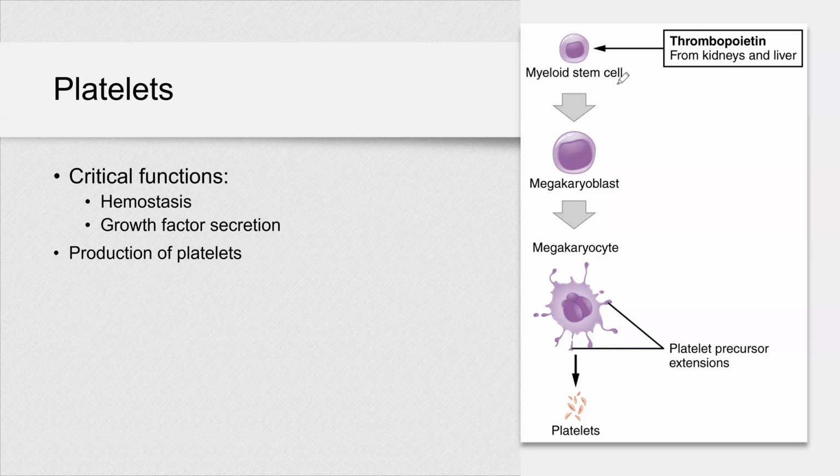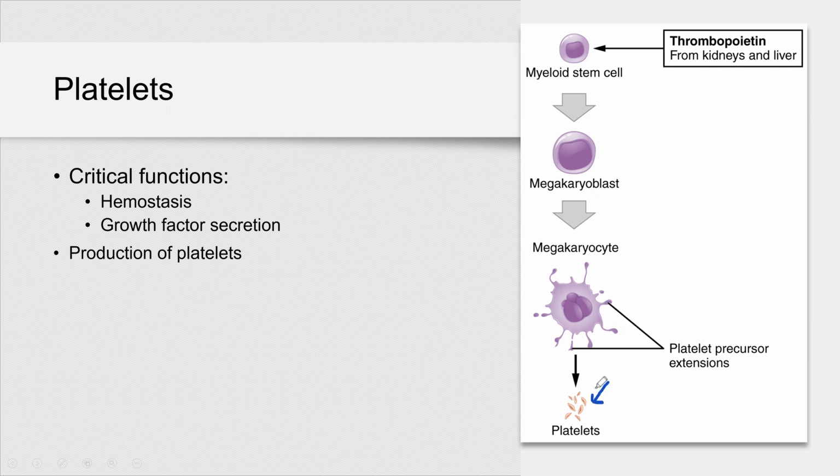We start with the myeloid stem cell that will differentiate into a megakaryoblast, then into a megakaryocyte, and then we have those pieces of the cell, right, that form platelets.